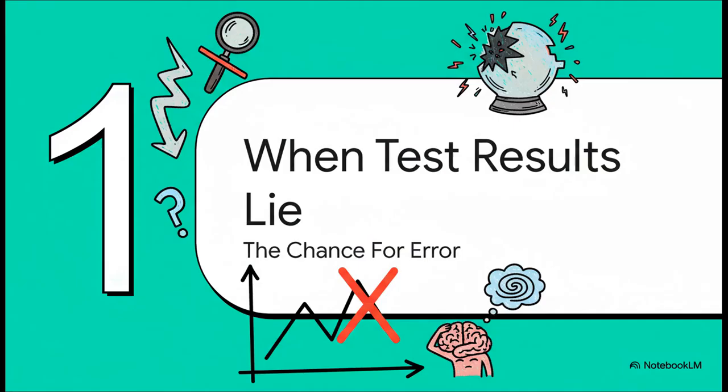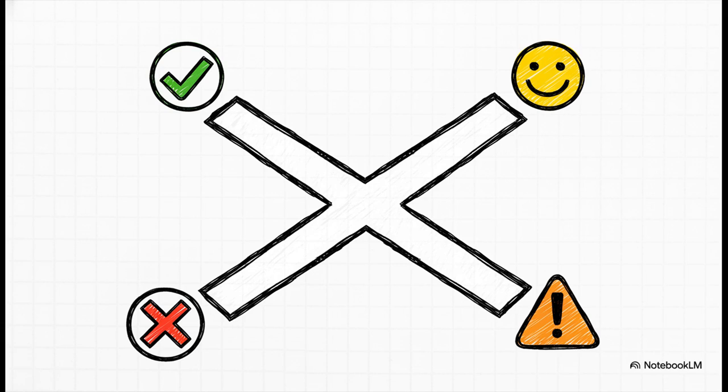And that question right there is our way into this entire topic. Because here's the thing. In the world of statistics and testing, there is always a chance for error. No test is ever perfect. And that means the results can, and sometimes do, lie to us. So let's break this down.